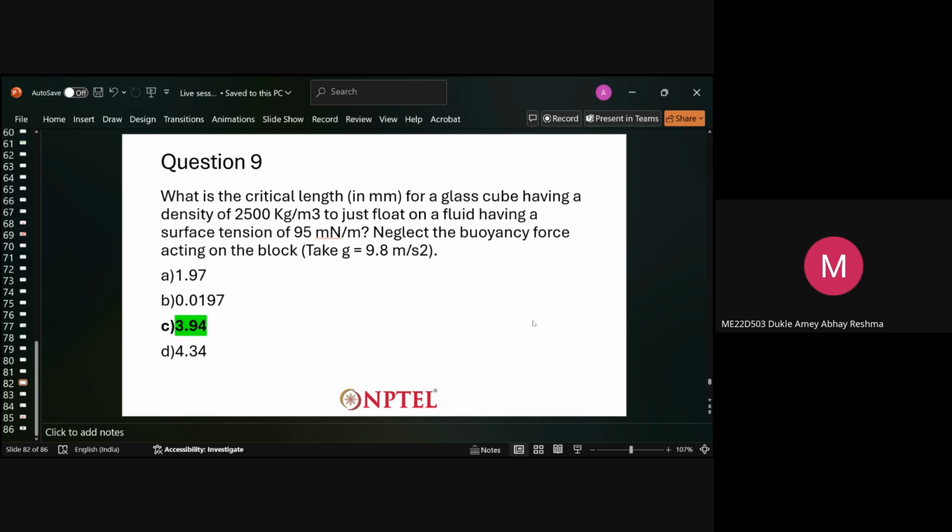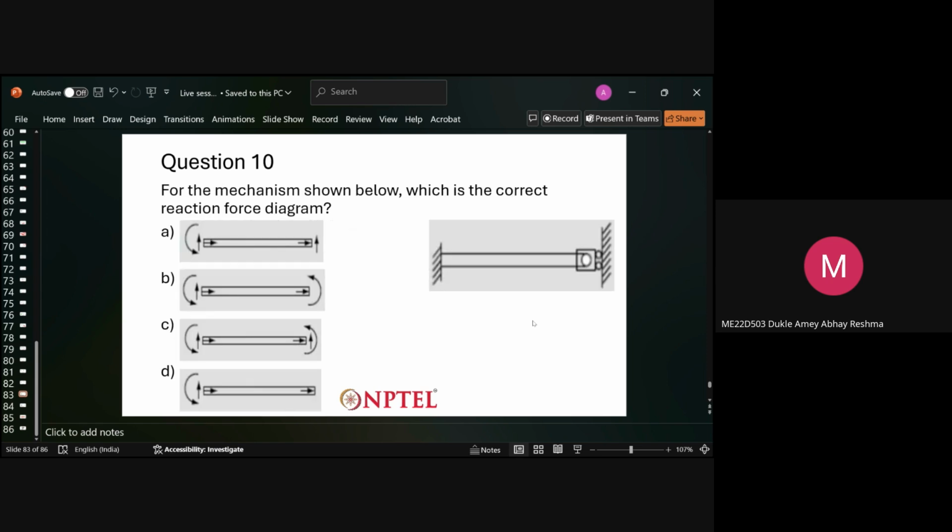So moving to the last question. Here we have to get the free body diagram of the configuration. Basically, you have a fixed beam here, and you have a slider here. So what will be happening? Let's take this side here. So what will be happening here?